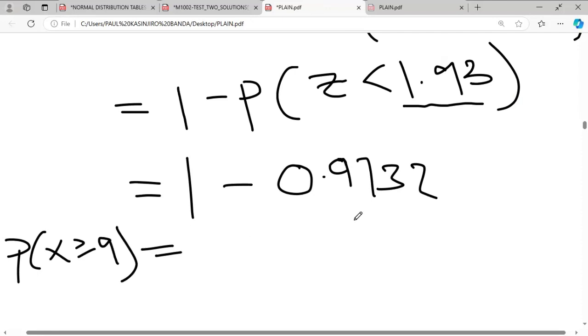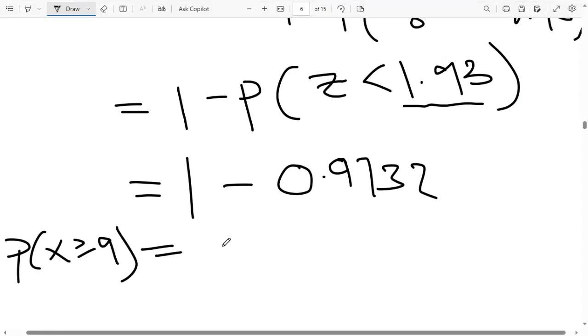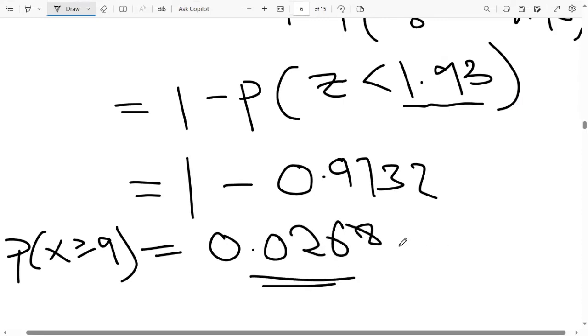So subtract this, we are going to get 0.0268. Okay, so this is the probability. If you want, multiply by 100 to make it a percent, which would be 2.68%. Okay, so that's how you find that one.